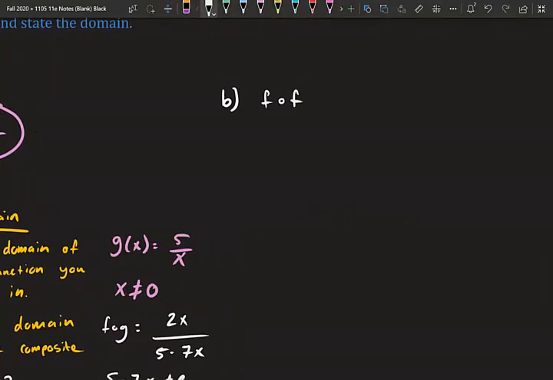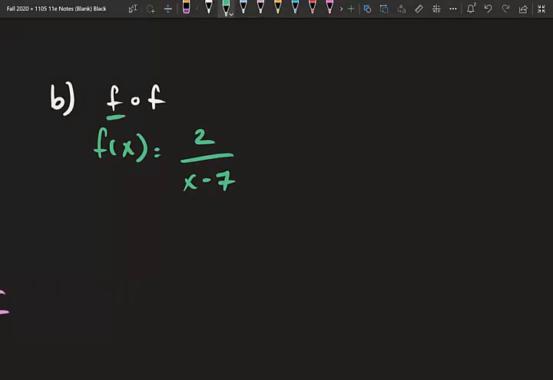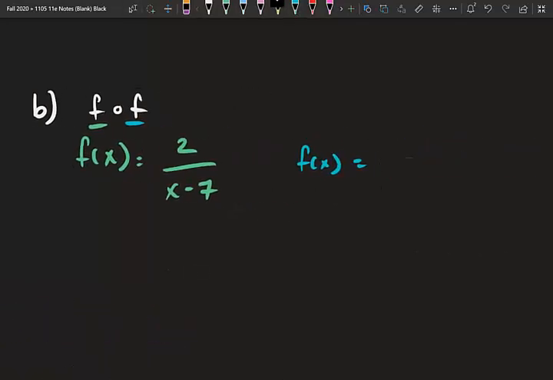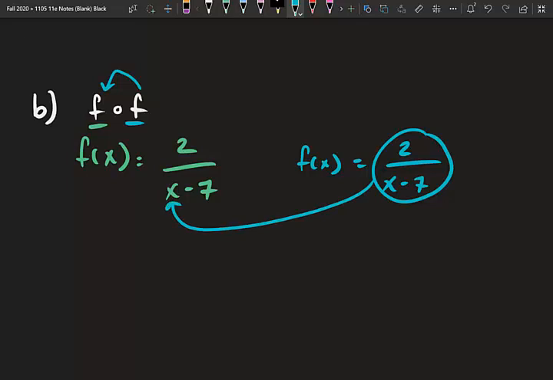Our F function is 2 over x minus 7. And then our other f function, since we have to write it twice, I'm going to write it in a different color. It's the same thing, 2 over x minus 7. It's always second into first, wherever there's an x. There's only one x, so I only have to plug it in once. So we have 2 over blank minus 7, and the blank we're plugging in is 2 over x minus 7.